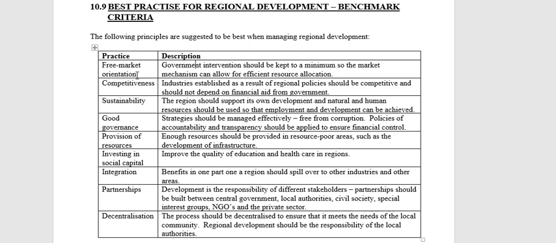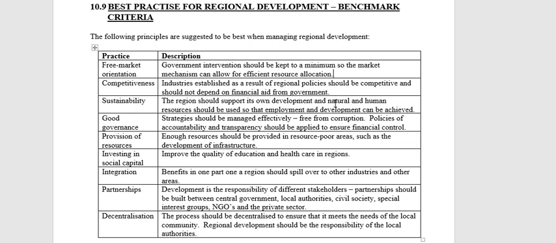For international best practice, free market orientation means that government intervention must be kept to a minimum. Mostly the market mechanism should be allowed to operate on its own, because generally speaking, the market mechanism will allow for efficient resource allocation. So basically we should leave the market. Resources should be allocated according to demand and supply, and there should be as little government intervention as possible. In terms of prices, minimum prices, maximum prices, we should limit that.